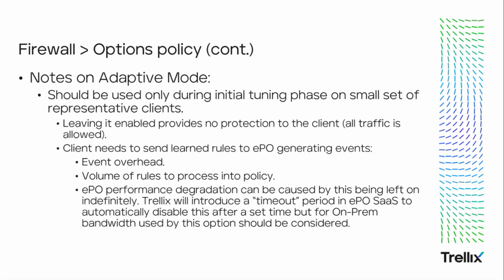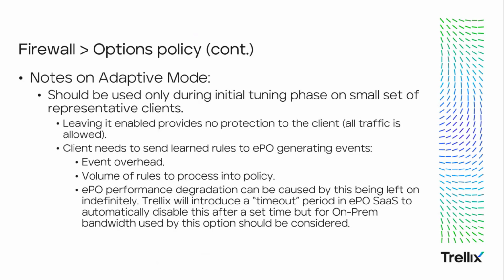Next, a couple of notes on adaptive mode. Adaptive mode is essentially a mode whereby all traffic is allowed both inbound and outbound while adaptive mode is enabled. It should only be used during initial tuning phase on a small set of representative clients. Leaving it enabled provides no protection to the client because all traffic is allowed.